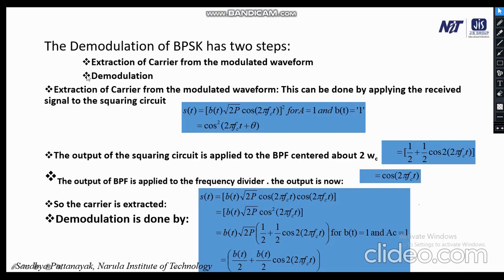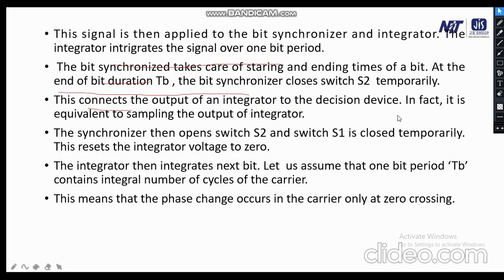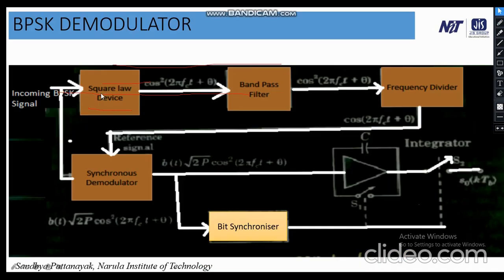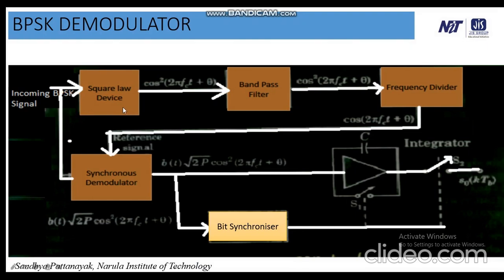So there are basically two steps: the extraction of the carrier signal from the modulated waveform, and second, the demodulation. How can the carrier signal be extracted from the modulated waveform? The first step is we apply the modulated waveform to the squaring circuit. If you look at the previous slide, this is the squaring circuit. The incoming modulated waveform is applied to the squaring circuit.